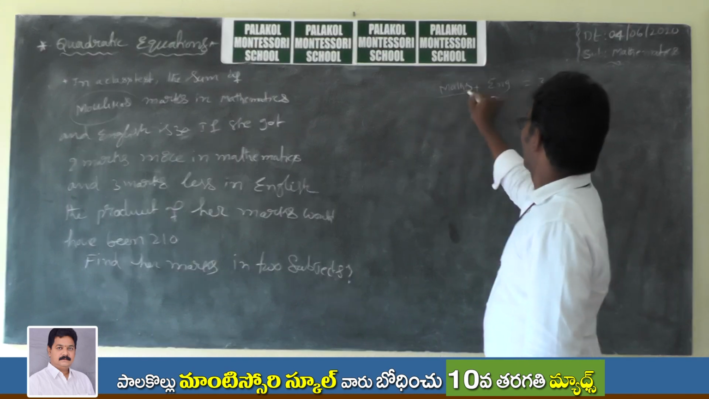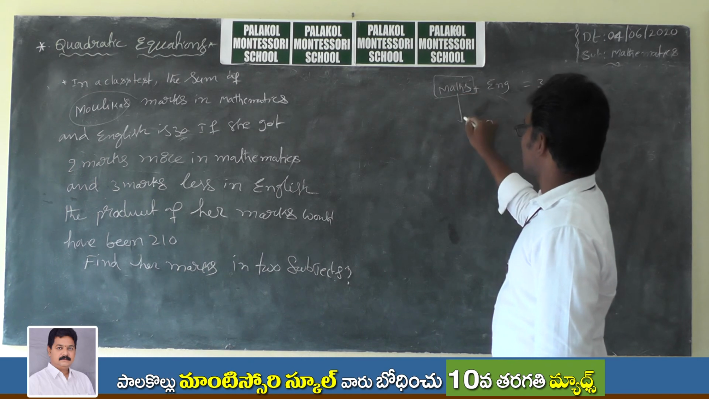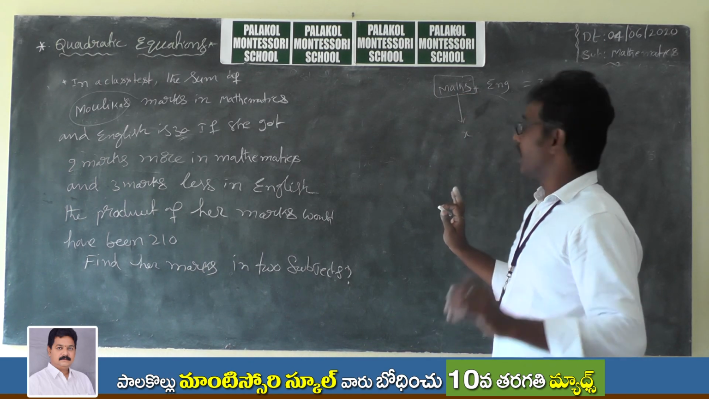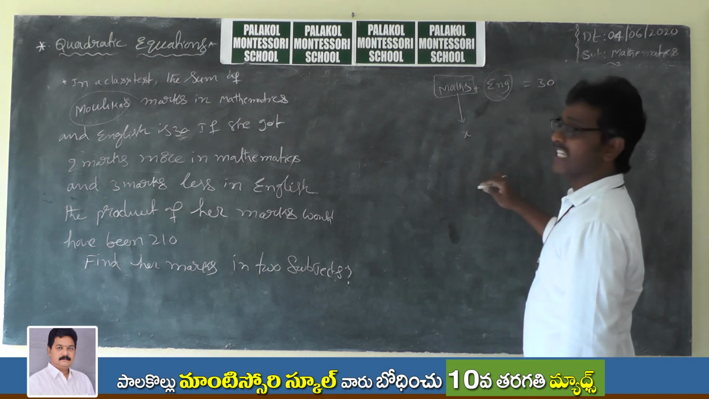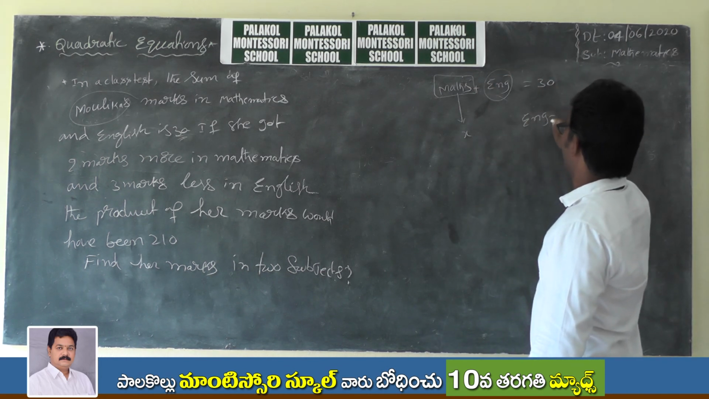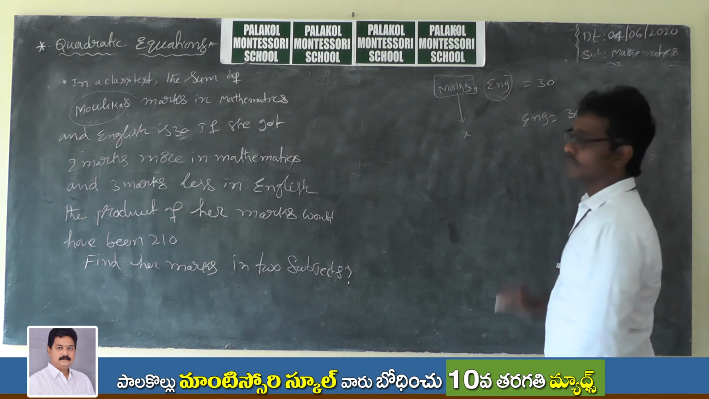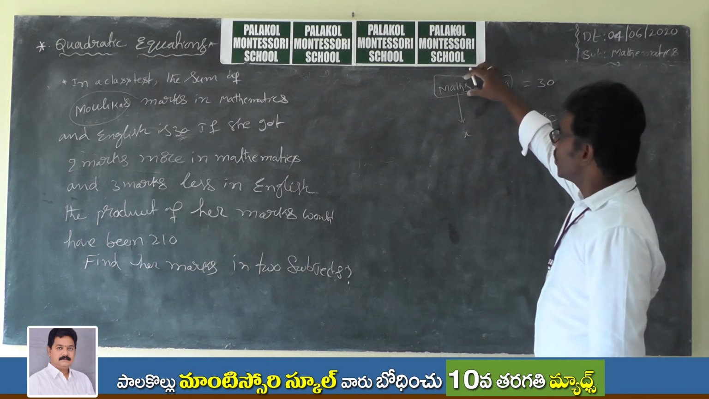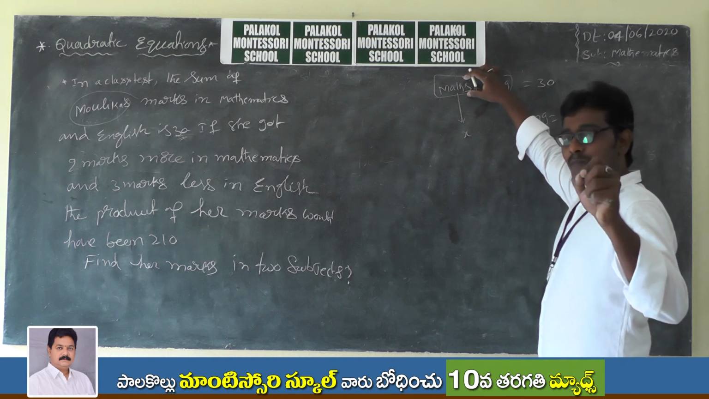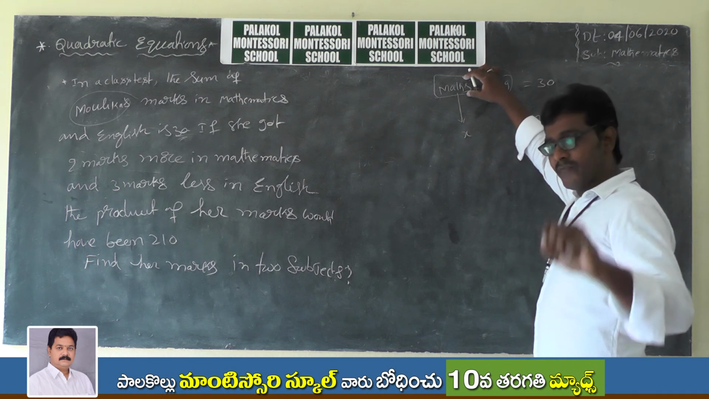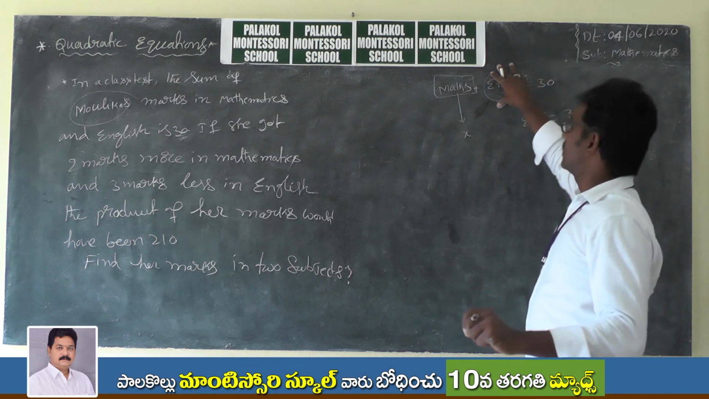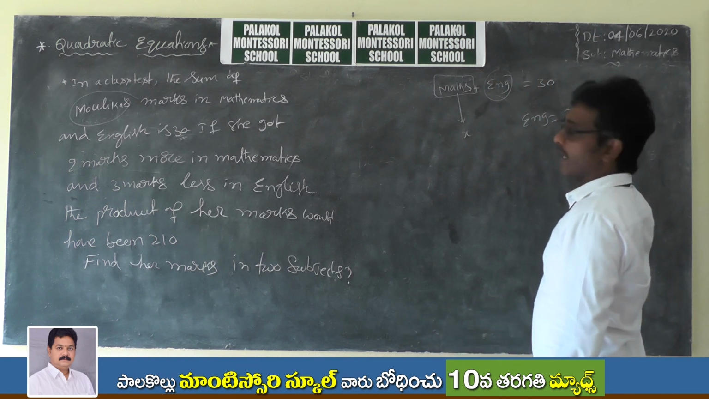Suppose Monika's marks in maths are x marks. How many marks in English? That is 30 minus x. Okay guys, 30 minus x. So when you take x marks in maths, how many marks did Monika get in English? 30 minus x.